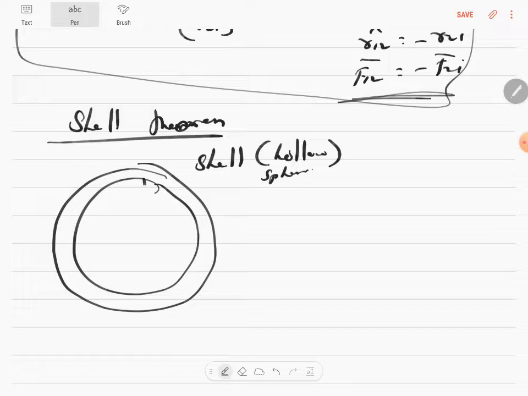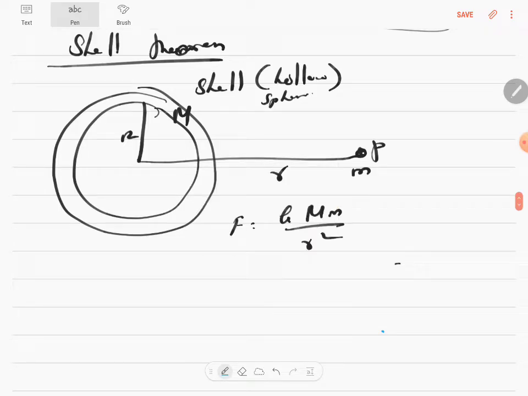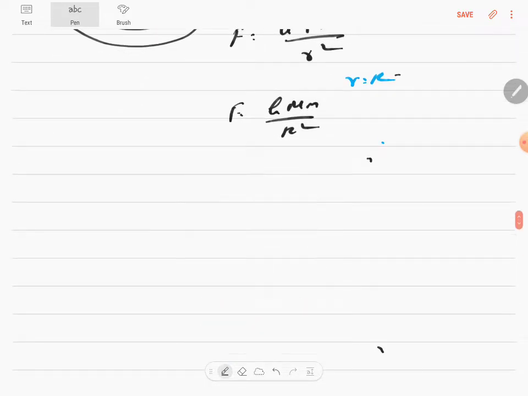Let this radius be R and this mass be M. Let's consider a point P where there's a small mass m, situated at a distance of small r. So, a big mass and one small mass separated by a distance of small r. The force of attraction is G M m by r square. But what happens if the point P lies on the surface? Then small r will become equal to capital R, and therefore the formula would change as F is equal to G M m by capital R square.